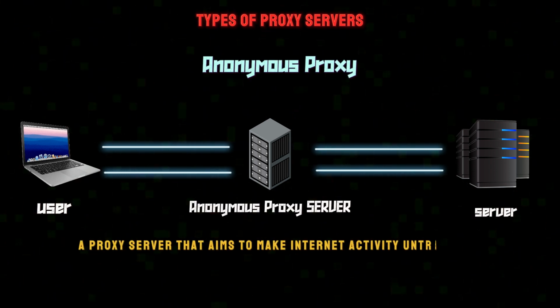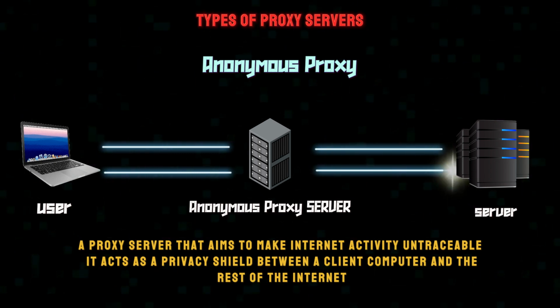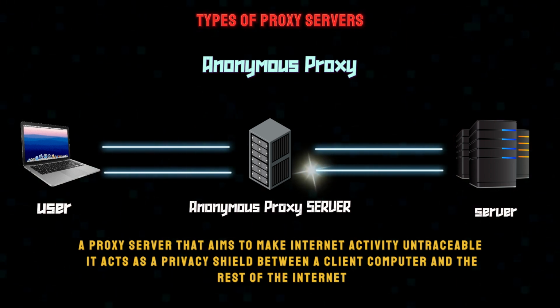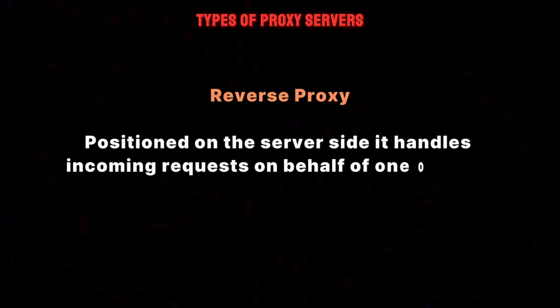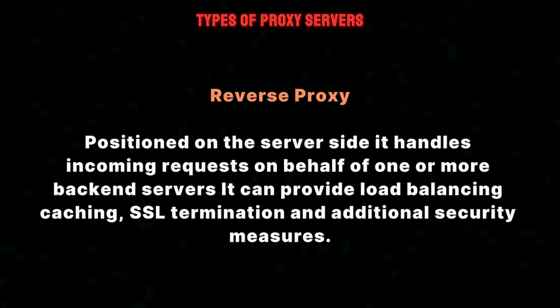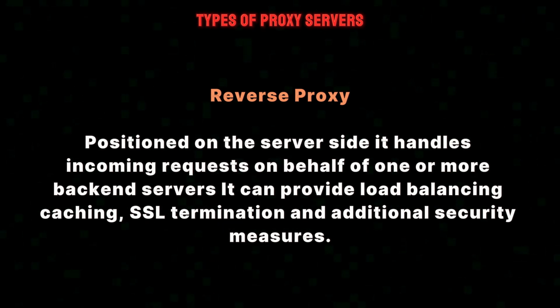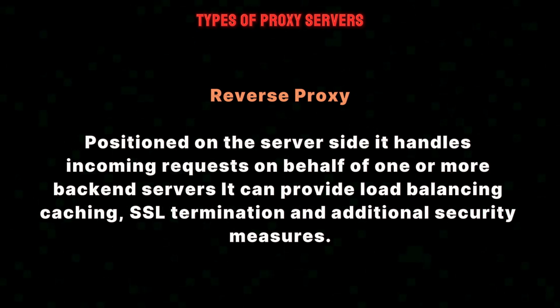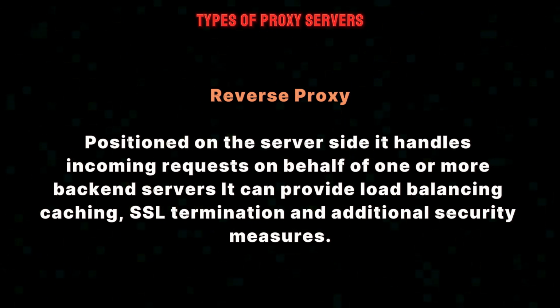Anonymous proxy. Focuses on providing anonymity by hiding the user's IP address. It acts as an intermediary between the user and the destination server, preventing the server from directly identifying the user. Reverse proxy. Positioned on the server side, it handles incoming requests on behalf of one or more back-end servers. It can provide load balancing, caching, SSL termination, and additional security measures.